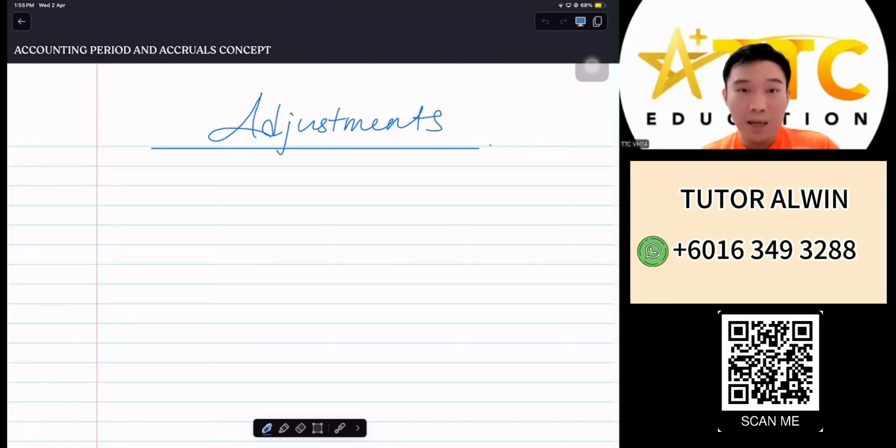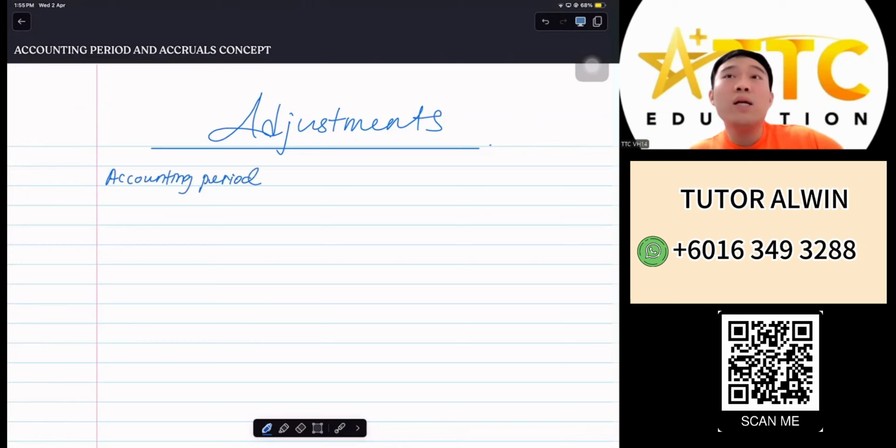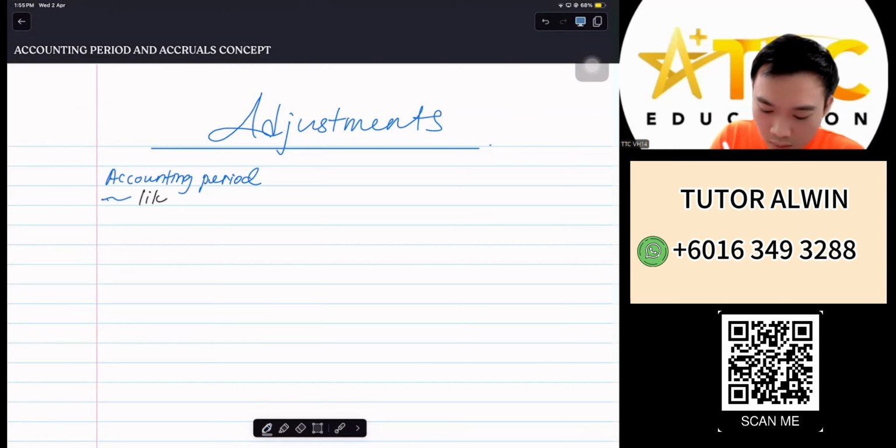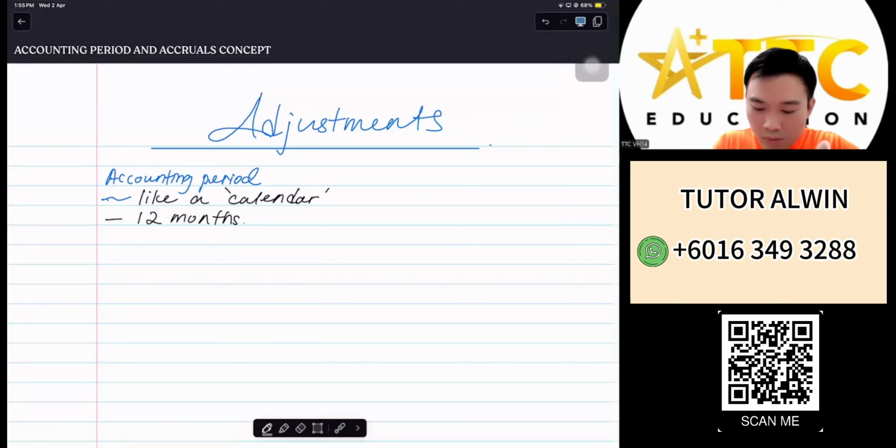So our income statement as well as our SOFP is based on an accounting period. So what is an accounting period? Accounting period means like a calendar. It's like a calendar, 12 months. Normally, a company will work on an accounting period of 12 months. For example, January to December.